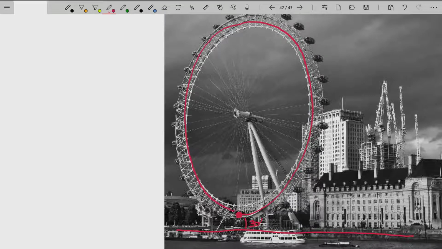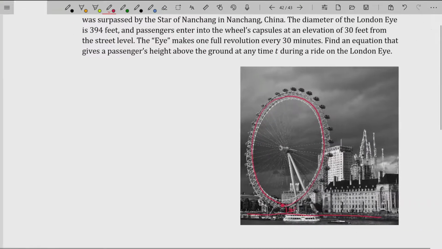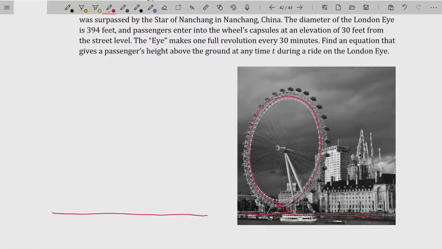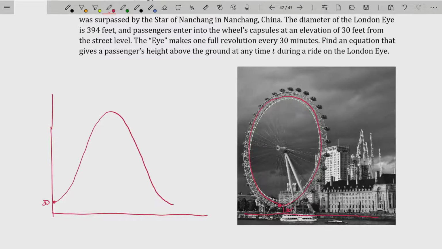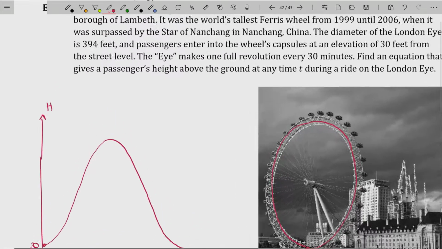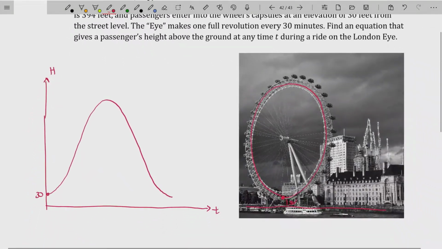And their height can be given if you just think about it this way. Here's the ground. They start at a height of 30. They go up and then down. There you go. So you can see it's an upside down cosine curve. With respect to time, this would be their height. Okay. So let's go ahead and figure out a function for this situation. We happen to know that it does a full revolution every 30 minutes. So the period of this function is 30 minutes.